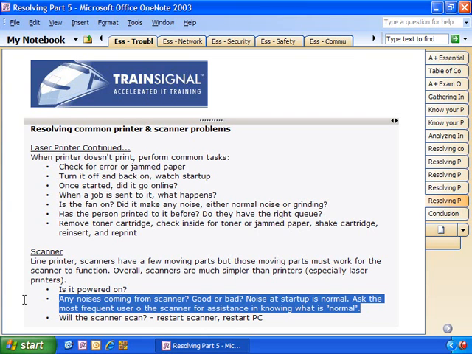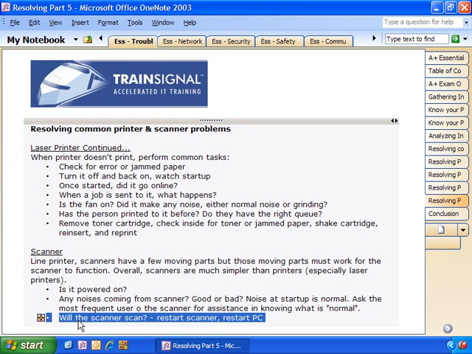Ask the most frequent user of the scanner for assistance in knowing what is normal. If you've never used the scanner before, it might be hard for you to know what's a normal noise from the scanner. Will the scanner scan? Restart the scanner, restart the PC, try another scan to see if the scanner will work. You can open the top or crack the lid on the flatbed scanner and watch the scanning mechanism as it moves to make sure it really moves and is really trying to do a scan.